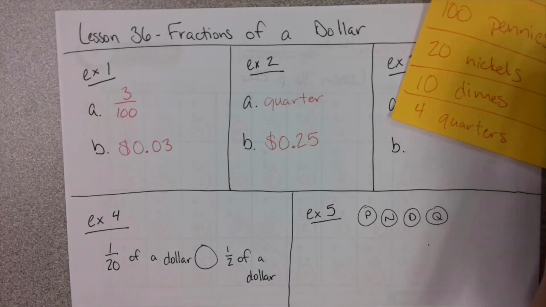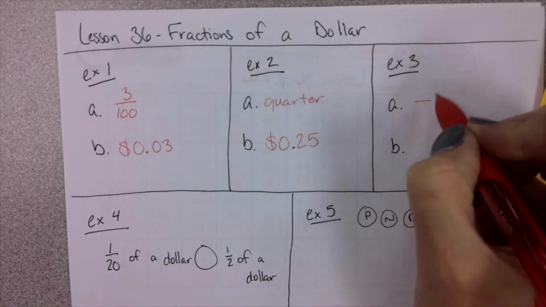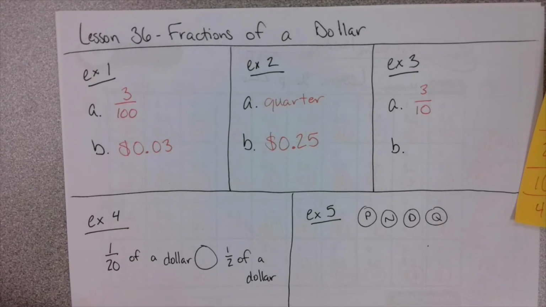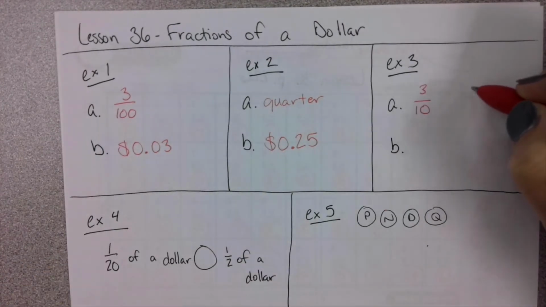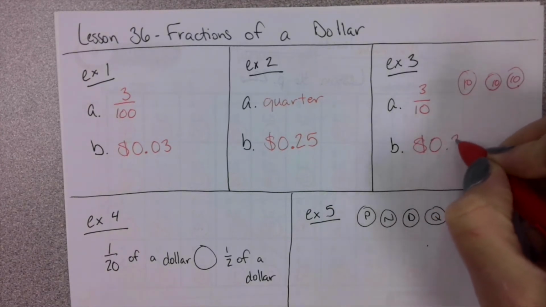Example 3. 3 dimes are what fraction of $1? Well, 3 dimes, there are 10 dimes in $1. So if we're just talking about 3 of those, that's 3 out of 10 total. How many cents is that? Well, dimes are all worth 10, so 10, 20, 30. It's worth $0.30.